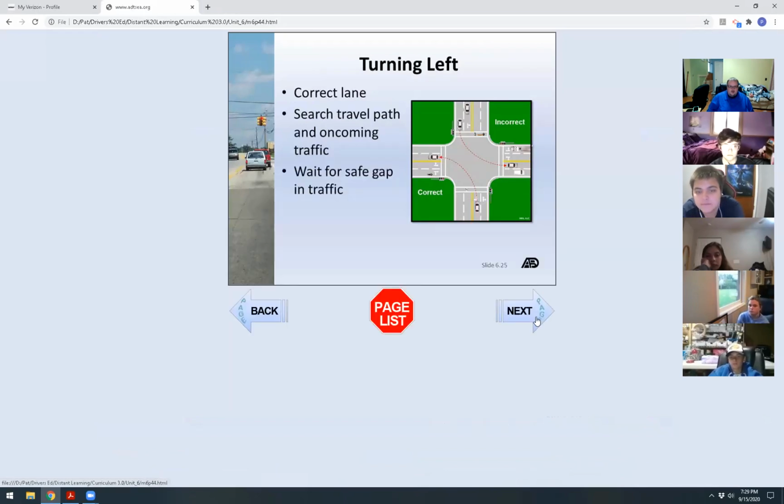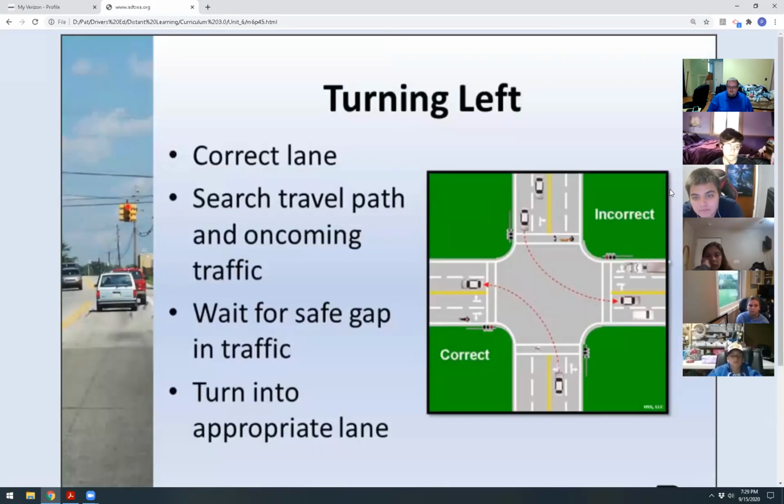All right, so a couple other steps. Search, make sure it's clear, wait for a gap in traffic, and turn when appropriate, right? So when making left turns, obviously there could be oncoming cars. We wait till it's clear. You can't really see it, but there's a pedestrian right here. We would wait for him to be clear.